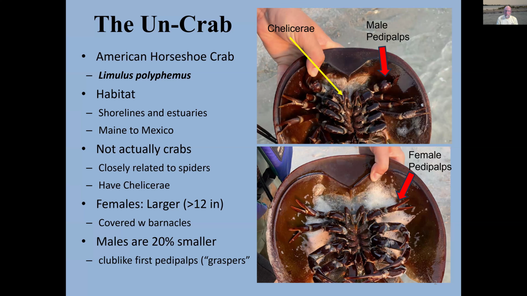Here are some pictures with a male on the top, and they have these things called pedipalps. Notice that the female on the bottom, her pedipalps are the same on all her legs, but the male on the first leg, his pedipalps are curled over like a little boxing glove, and that's so he can hold on to the female during mating.